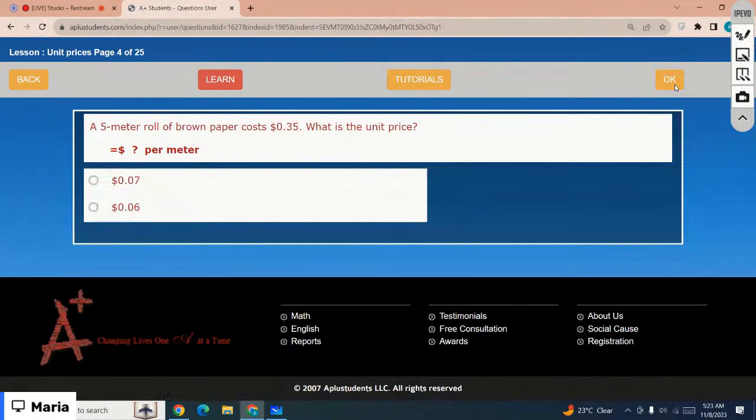A 5-meter roll of brown paper costs $0.35. What is the unit price? So which is the correct option? The correct option is that would be $0.07 per meter. Very good.